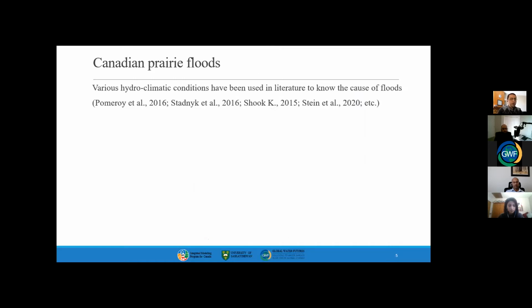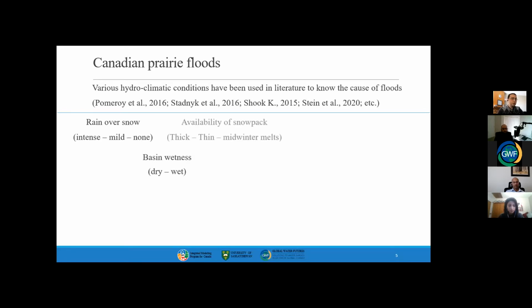So, in literature, various hydroclimatic basin conditions have been investigated to know the cause of some of the prairie floods. So let's have a look at these hydroclimatic conditions. An example of these conditions is the rain over snow, which is infrequent, but when it occurs, it plays an important role in generating spring floods. An example that was discussed by Stadnyk and others in 2016 about the flood that happened in 2011 in Manitoba was presented, and they showed that that flood was triggered by excessive rain over snow when the basin conditions were wet. This highlights the importance of considering the wetness of the basin as well.